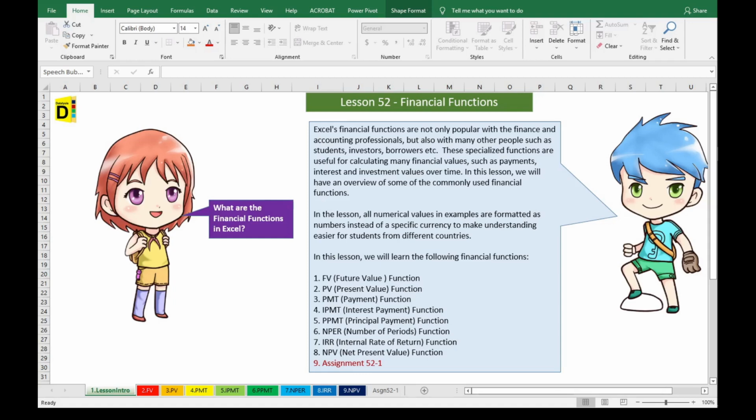So in this lesson, we'll learn the following financial functions: FV, that is future value function; PV, present value function; PMT, that is payment function; IPMT, interest payment function; PPMT, principal payment function; NPER, that is number of periods function; IRR, internal rate of return function; and NPV, net present value function. And finally, we'll see assignment 52-1.